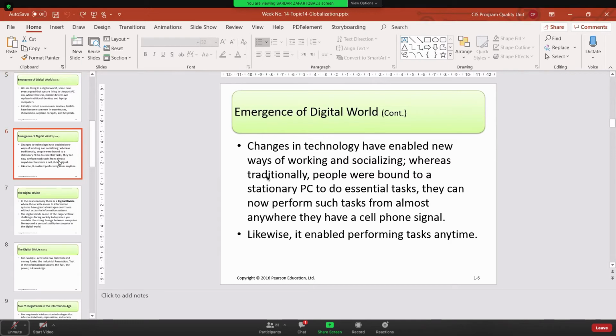Changes in technology have enabled new ways of working and socializing. Whereas traditionally people were bound to a stationary PC to do essential tasks, they can now perform such tasks from almost anywhere, as long as they have a cell phone signal. Likewise, it enabled performing tasks anytime. Yes, we all agree and we are doing these things. Do you agree with it? You guys are also doing these things, right? Maybe you are taking class from your mobile phone. In the morning, I took one class from my mobile phone.